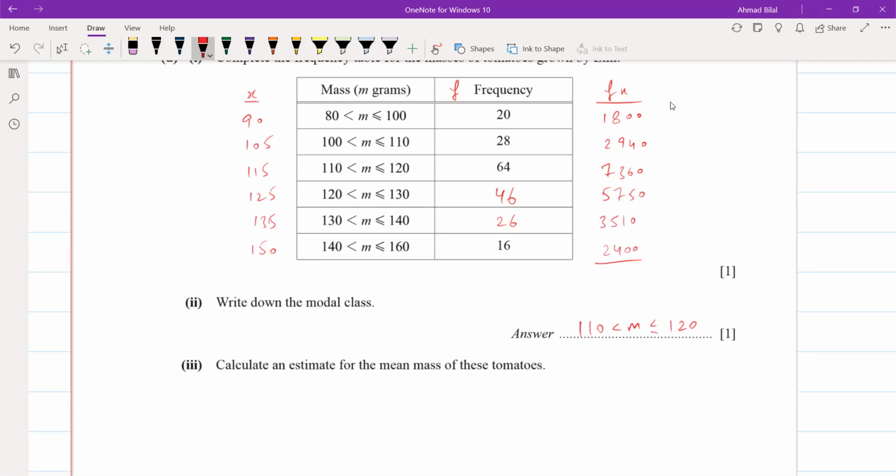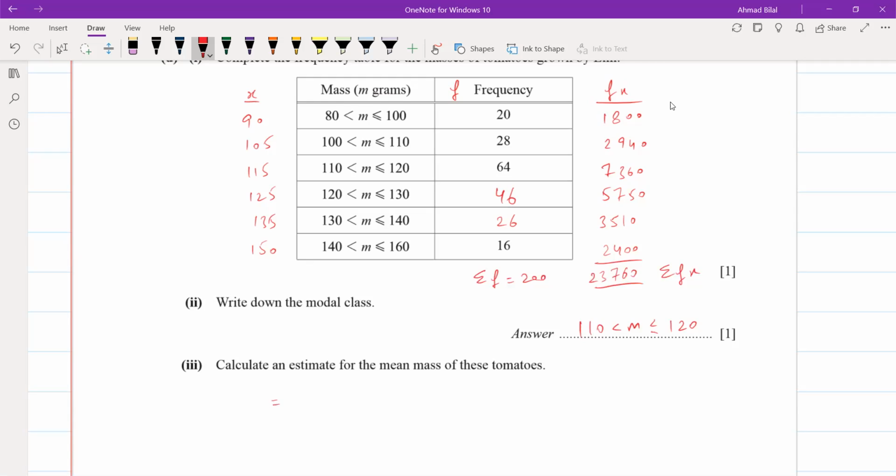ठीक है, इन सबको ऐड कर लेंगे, ये आपके पास आ जाएगा सिग्मा fx. fx का सम सिग्मा f आपको पता है, that is already 200. उन सबको ऐड करके देखते हैं. 1800 plus 2940 plus 7360 plus 5750 plus 3510 plus 2400. Sigma fx turns out to be 23760.